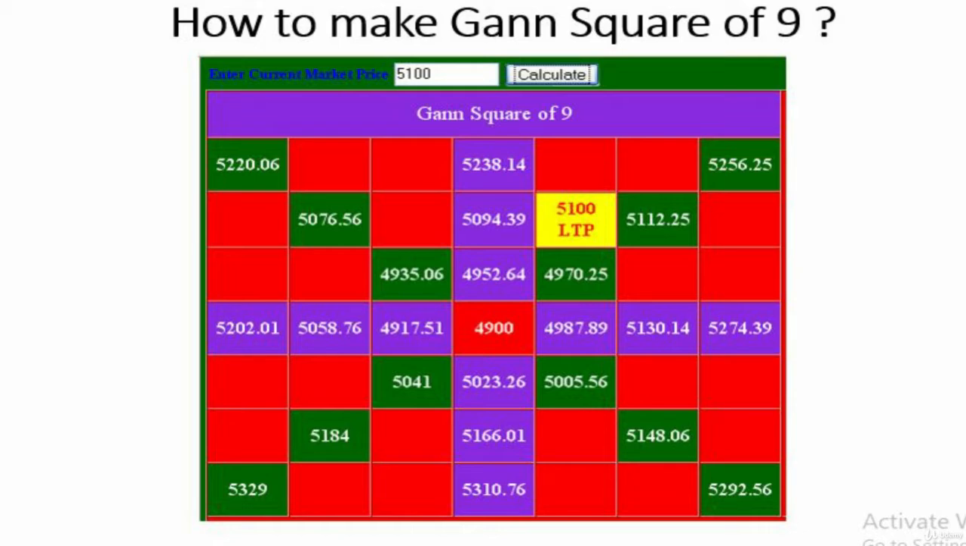it comes to 4917. Then we again add 0.125 and again square, then it is considered to be 4935. Then again 4952, 4970, 4987, 5005, and the spiral goes on. The spiral's complete cycle is finished at 5329. It means a larger wave is finished around 5329.